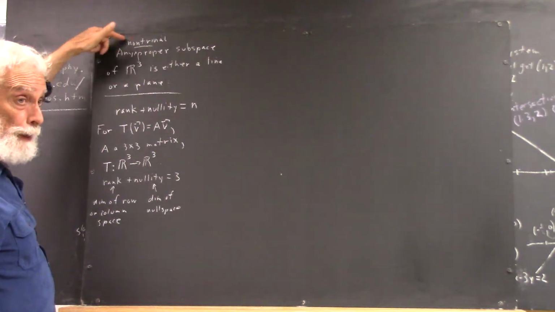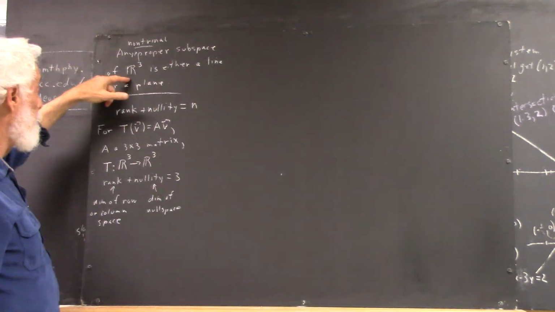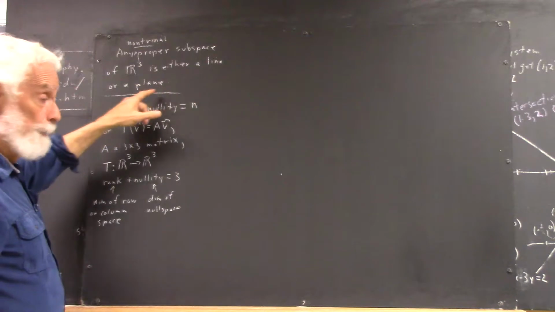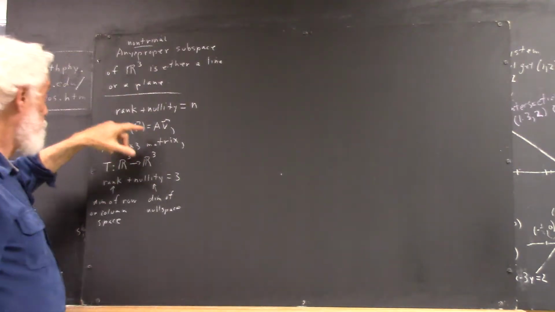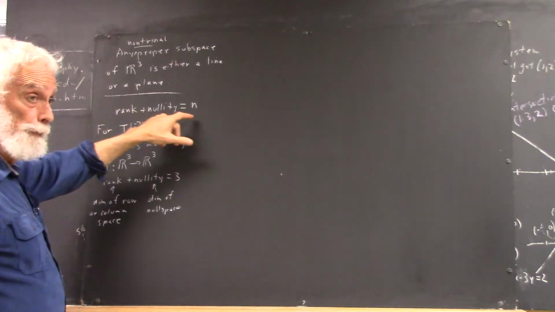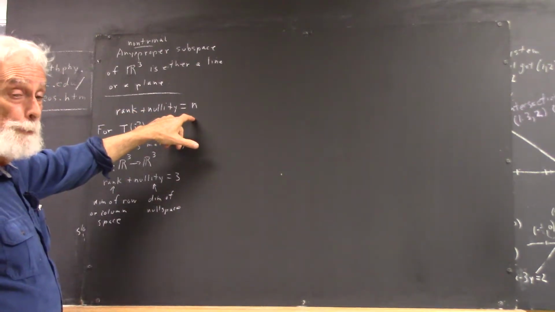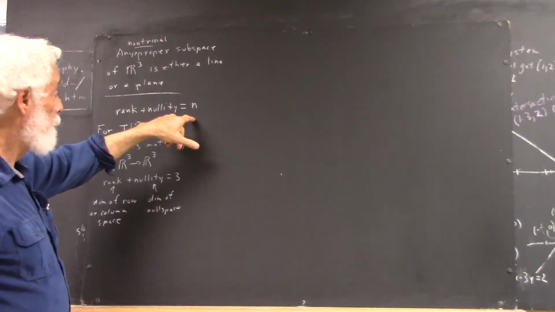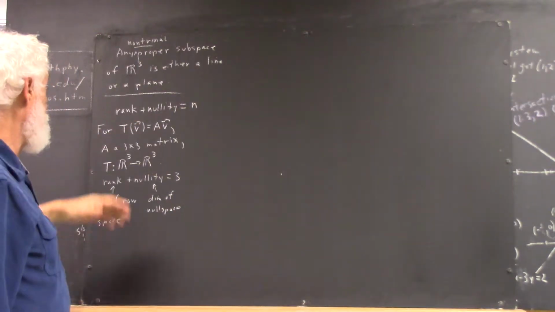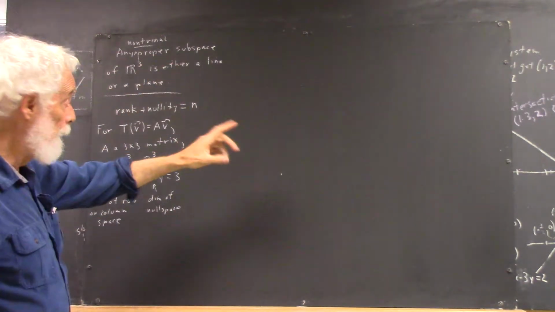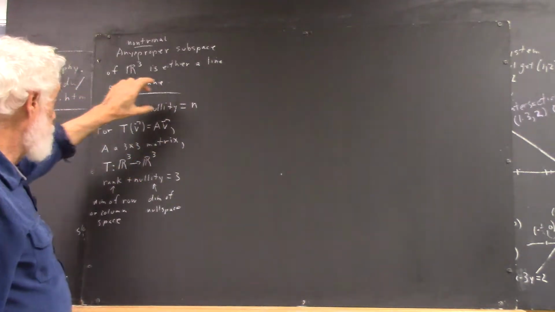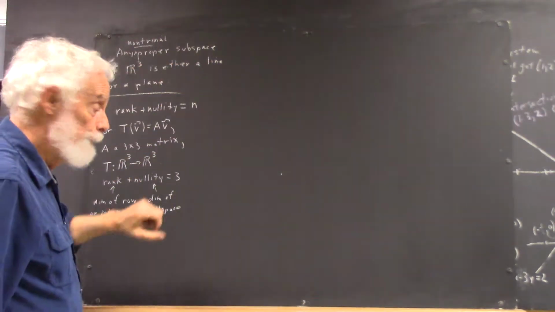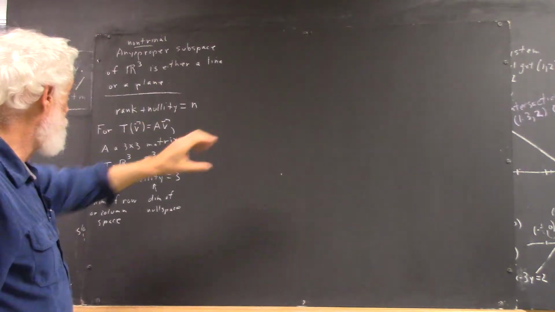We'll observe that a non-trivial proper subspace of R3 is either a line or a plane. We also know that the rank plus the nullity of a linear transformation is equal to the dimension of the space that we're transforming. So if you've got a transformation from V to W, the rank plus the nullity is the dimension of your V space.